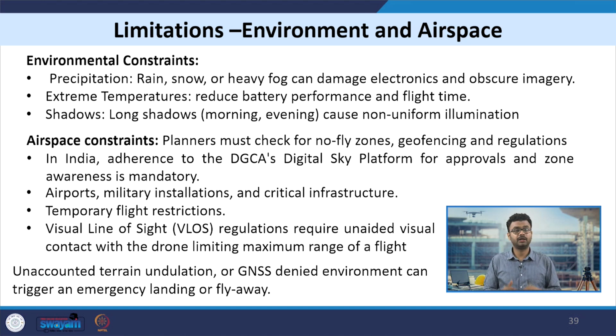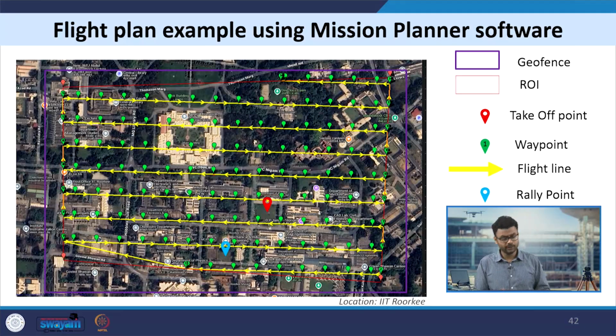In addition to this, unaccounted terrain undulation or a GNSS denied environment can also trigger an emergency landing or flyaway of the drone. So finally, this shows an example of a flight plan using Mission Planner software. So in this flight plan, there is a takeoff point in the center. There are waypoints shown at the ends, and connecting the waypoints are the flight lines.